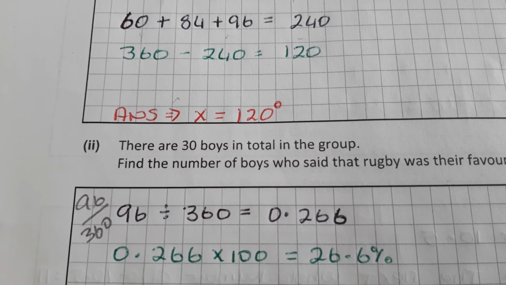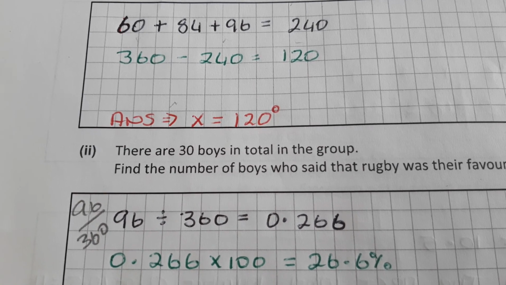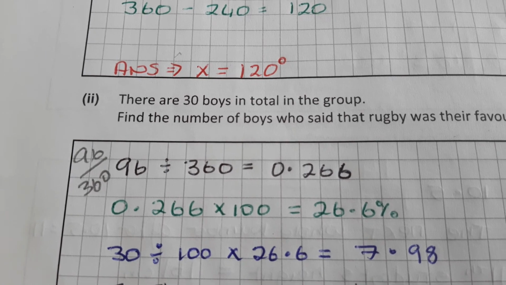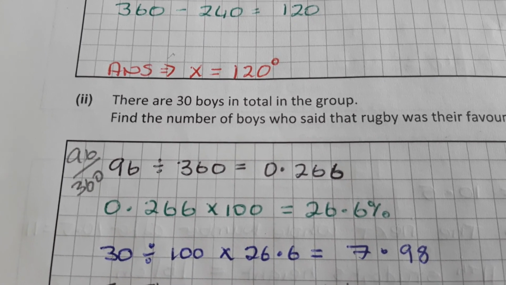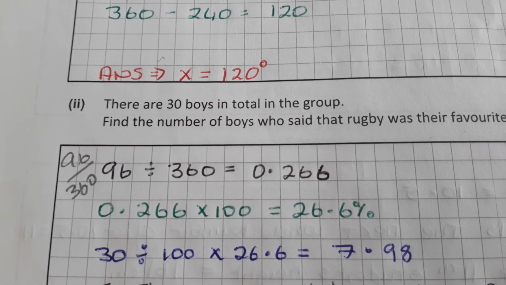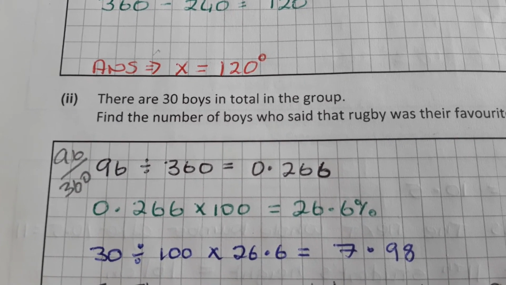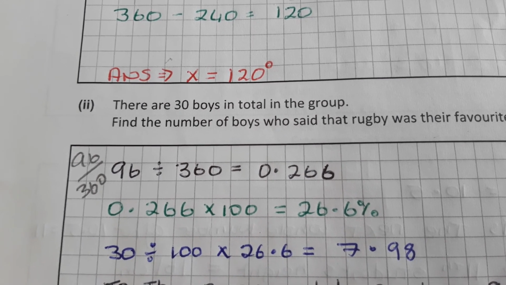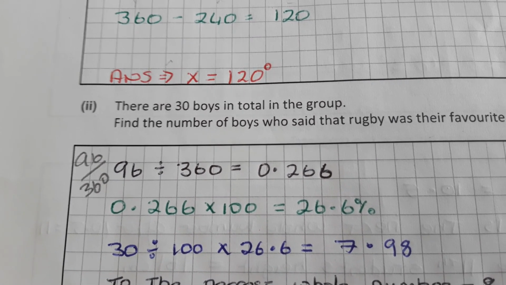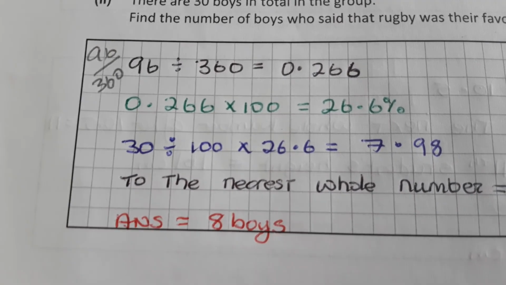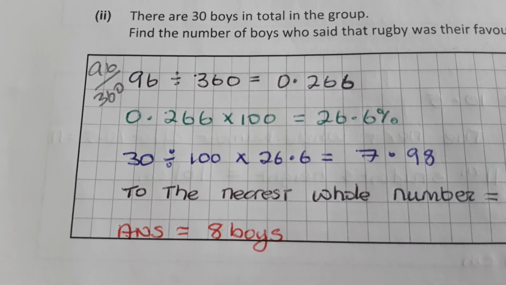Now, once you know that 26.6% of the boys played rugby, you simply get the total number of boys, that's 30, divided by 100 and multiply it by 26.6, and you get 7.98 boys. Now, you never have 7.98 of a person, so you want to get to the nearest whole number, and the nearest whole number in this case is 8. So your answer is 8 boys played rugby.